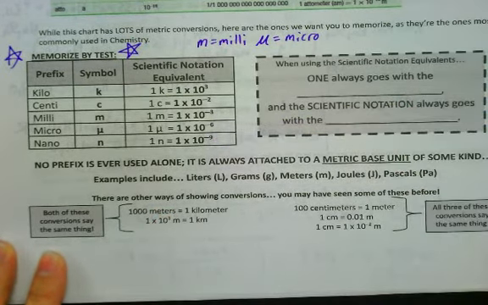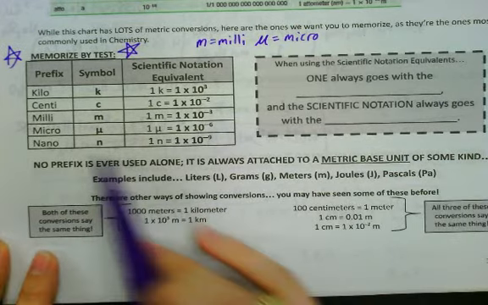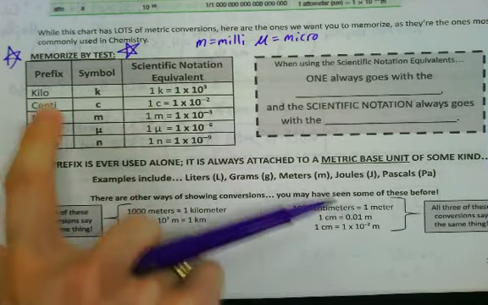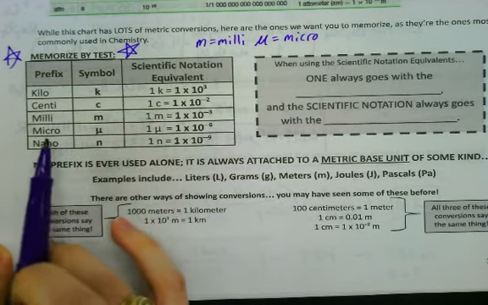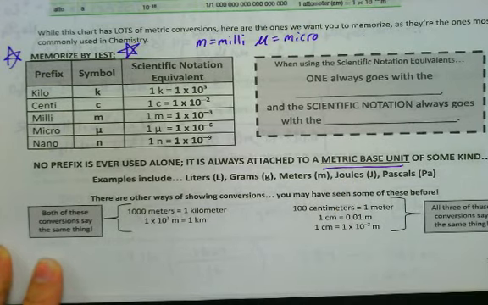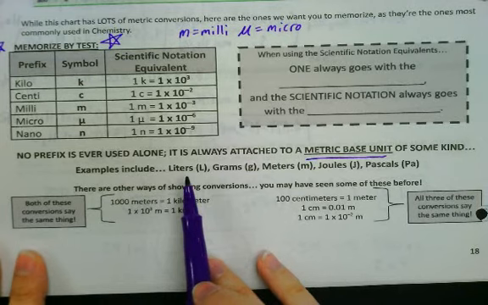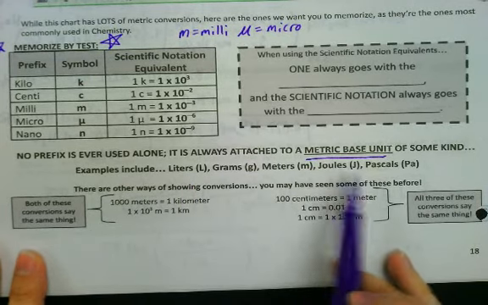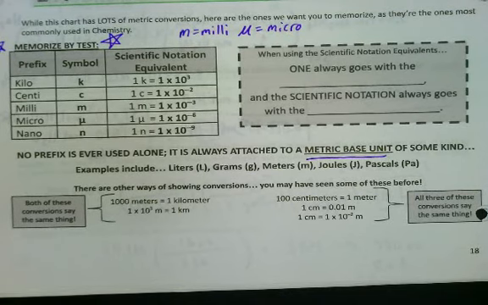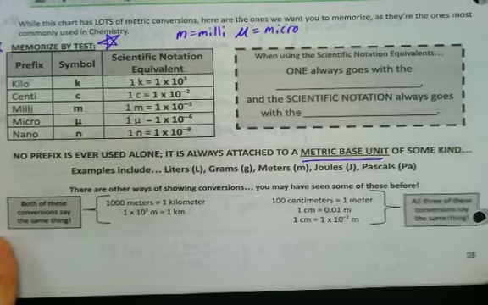This is just our nice, easy way of, especially when we get into some of our conversions like micro and nano, it gets to be quite a pain to write all those zeros out, so we just use that scientific notation. These prefixes right here, kilo, centi, milli, micro, nano, these are never used alone. They're always attached to a metric base unit, okay? So our metric base units are going to be things like liters, grams, meters, joules, and pascals, okay? So we're going to be using kilometers or kiloliters or kilograms. We're not just going to say kilo because that's not specific enough for our purposes.